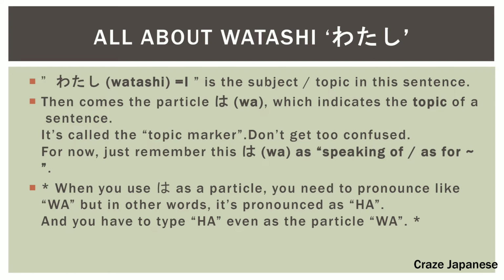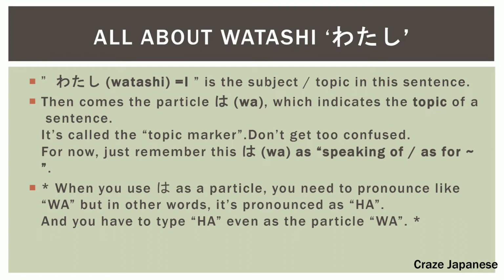Watashi is the subject or topic in the sentence. Then comes the particle wa, which indicates the topic of a sentence. It's also called the topic marker. Don't get confused. For now, just remember this wa as speaking of, as for. Wa means speaking of or as for. Watashi means I. It's the subject or topic in the sentence. So the subject is I and the object is sushi, and then comes the verb.